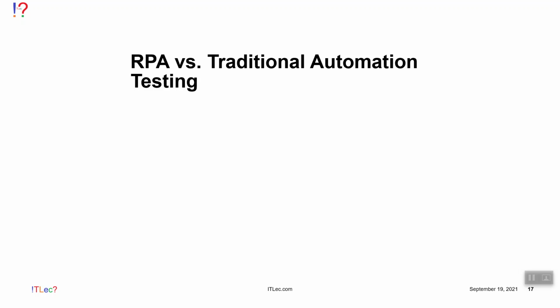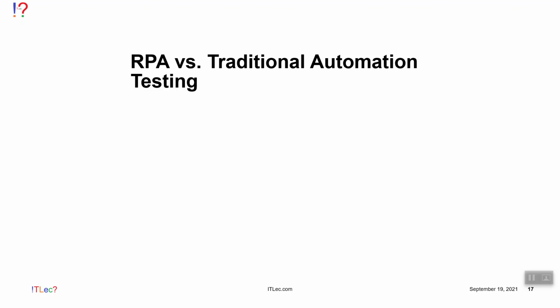So here we have one of the other subjects, RPA vs traditional testing. Traditional automation testing needs programming knowledge. It targets testers and developers, the testing team and development team. In traditional automation testing, it works as a virtual assistant. RPA is a workforce. The most famous framework for this is called Selenium.